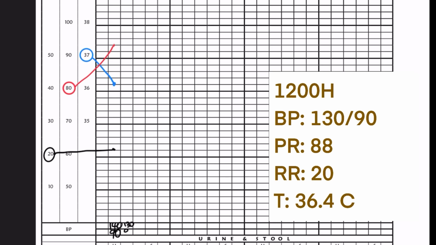Once I've already endorsed Mrs. Diaz to the afternoon shift, they'll be using blue ink to record the blood pressure and all other pertinent data below, like the urine output and bowel movement. Now let's start plotting the 12 o'clock vital signs of Mrs. Diaz.